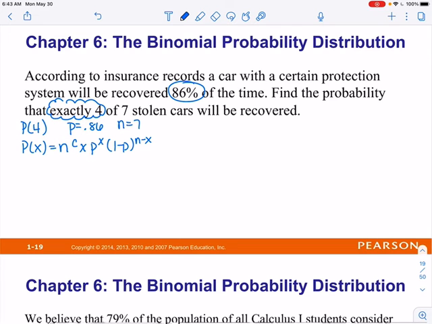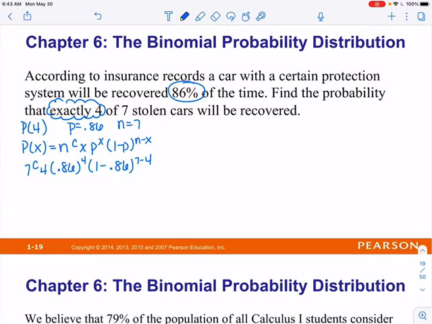So if we plug that into this formula, we're going to have 7 choose 4 times 0.86 to the 4th power times 1 minus, nope, sorry, p is 0.86, but I actually put that in there, 0.86 to the 7 minus 4 power. So again, you can chuck that all into the calculator at once.